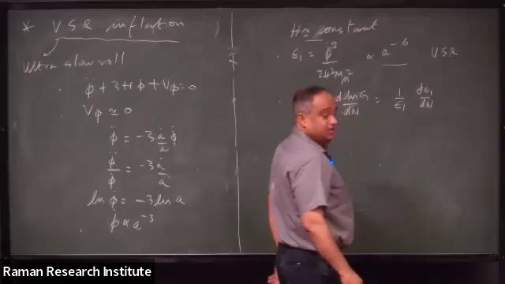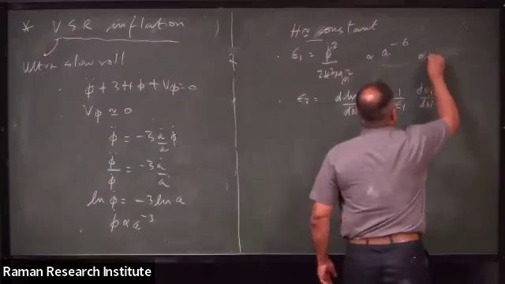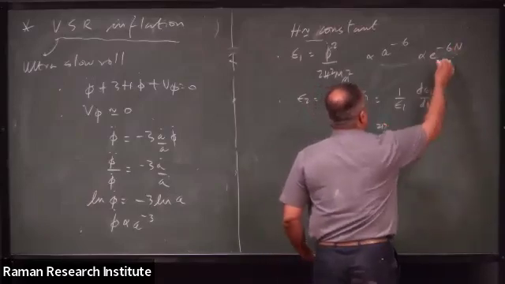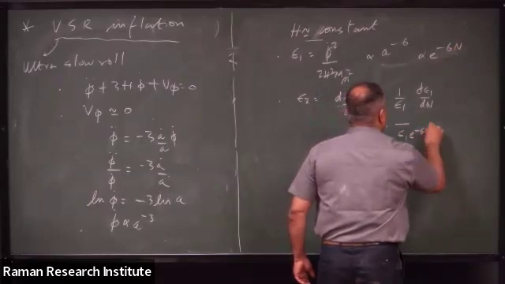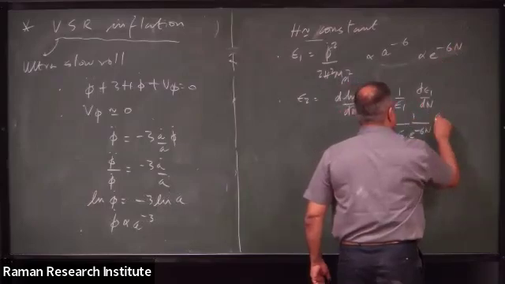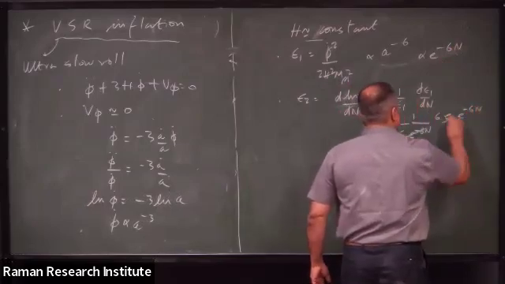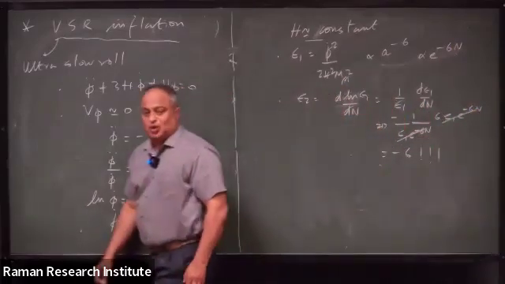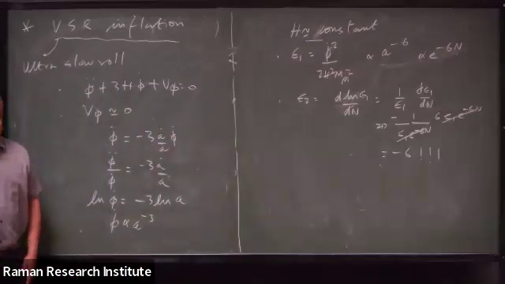But this is a to the minus 6. What is a? a is e to the N. So this is proportional to e to the minus 6N, okay? So this is some constant times e to the minus 6N, c1 e to the minus 6N. d epsilon 1 by dN is minus 6 c1 e to the minus 6N, okay? So this goes away, and epsilon 2 is minus 6. This is the point of interest. So what do you have? You have ultra slow roll inflation.